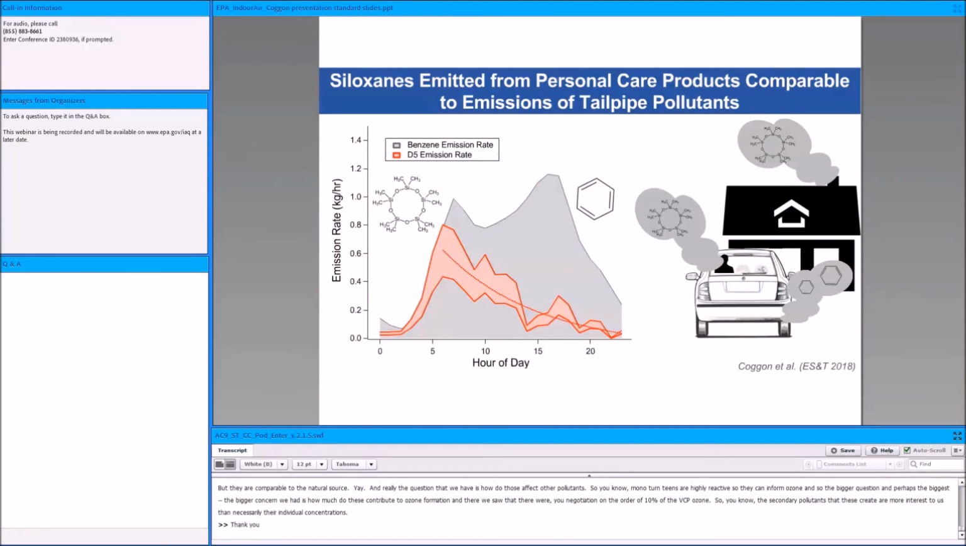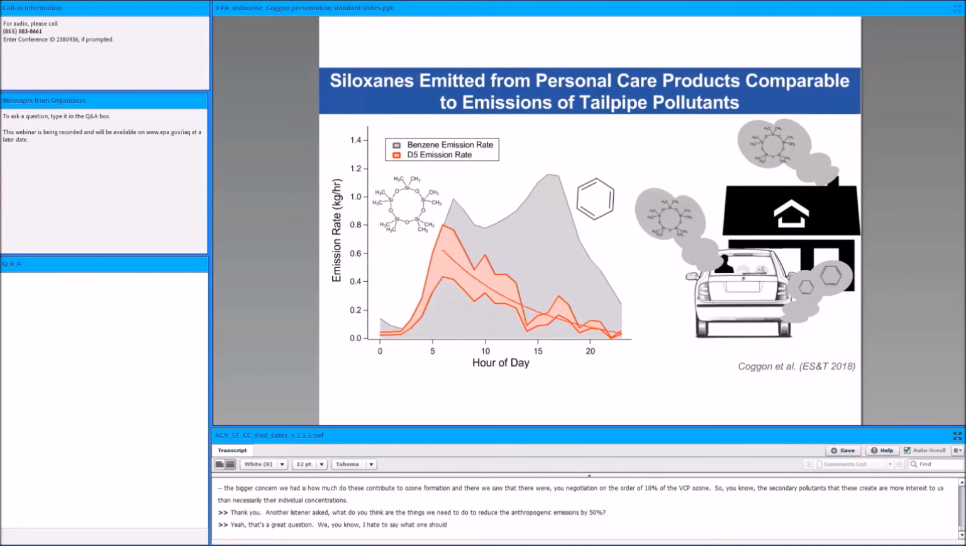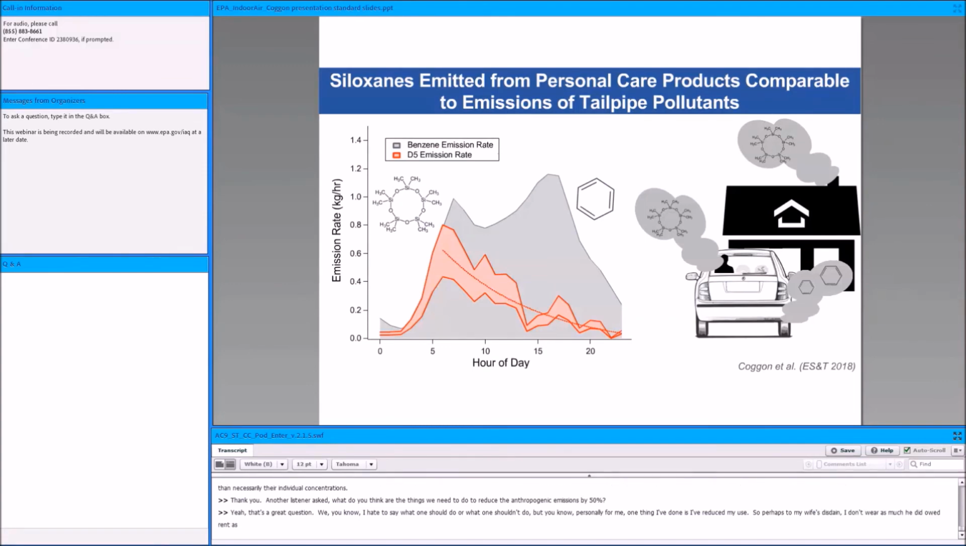Another listener asked, what do you think are the things we need to do to reduce the anthropogenic VCP emissions by 50%? Yeah, that's a great question. I hate to say what one should do or what one shouldn't do, but personally, one thing that I've done is I've reduced my use. So perhaps to my wife's disdain, I don't wear as much deodorant as I used to. And then, other products, cleaning products, for example, I clean with water more than I do solvent-based. So, on a personal level, there's things that I've done.